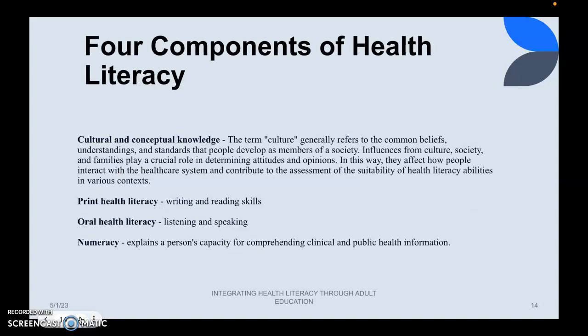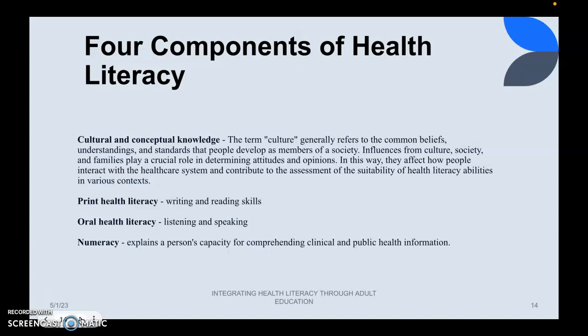There are 4 components of health literacy that will be talked about here. Cultural and conceptual knowledge. The term cultural generally refers to the common beliefs, understandings, and standards that people develop as members of society. In this way, they affect how people interact with the healthcare system and contribute to the assessment of the suitability of health literacy abilities in various contexts.